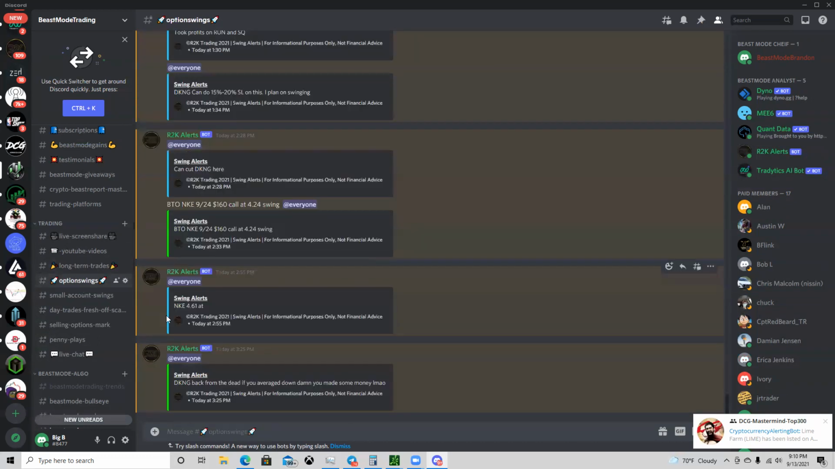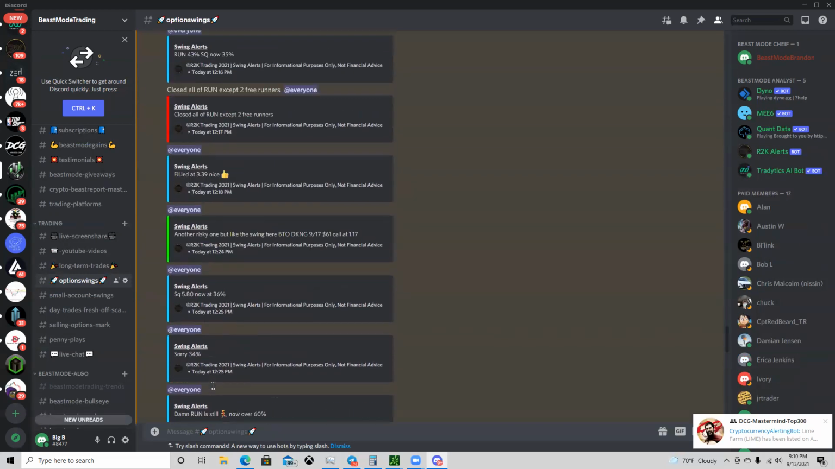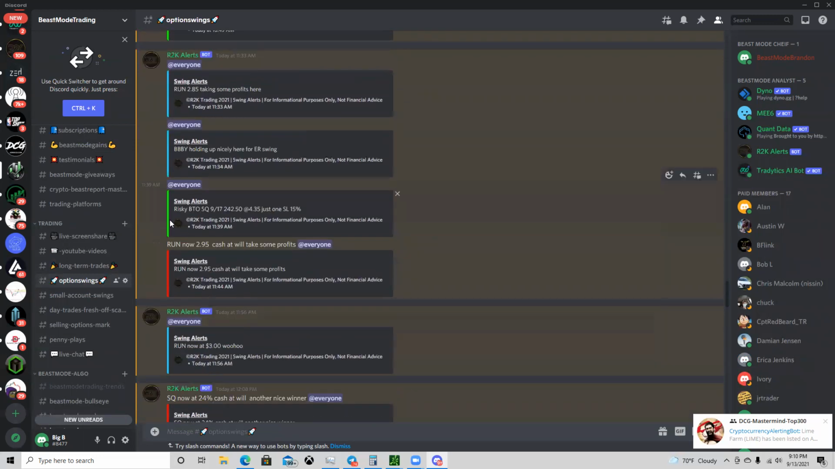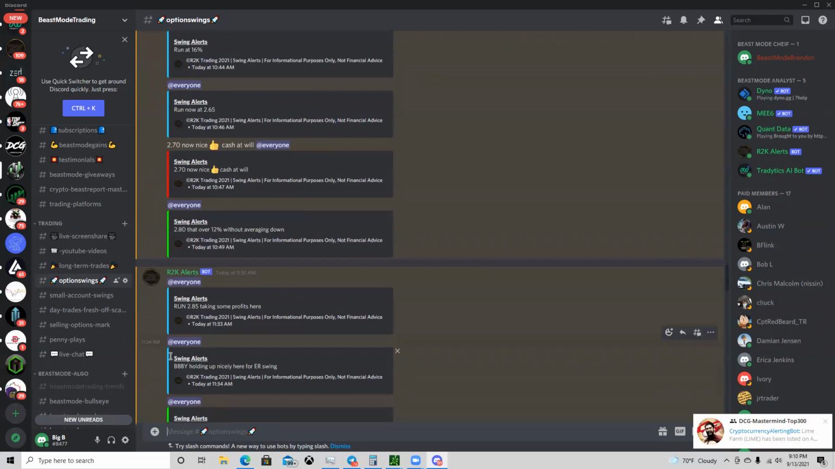Option swings: you've got myself and R2K. We put our alerts in the option swings. Self-explanatory, any option swing trade we take, we post in this channel. The green one is a position that's being bought. The red one is sell out, take some profits. The blue ones are updates.